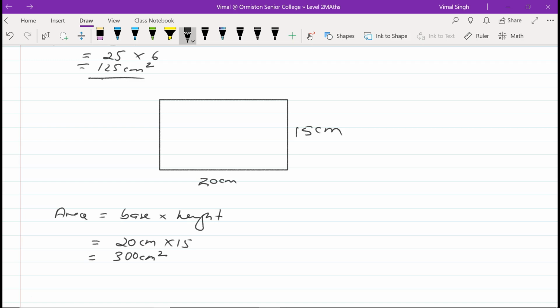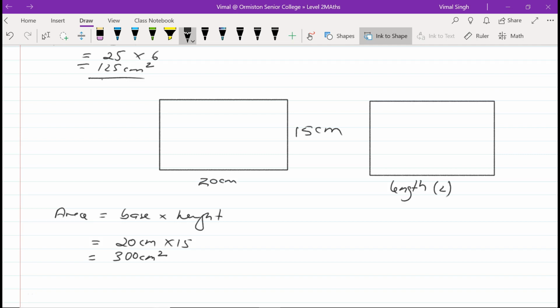Now sometimes the base is also called the length and the height the width, so what you need to be aware of is that if you have a rectangle like this, which is more of a square now, sometimes this is also called the length L, and then this is the width W, and the area is also given as length times the width.